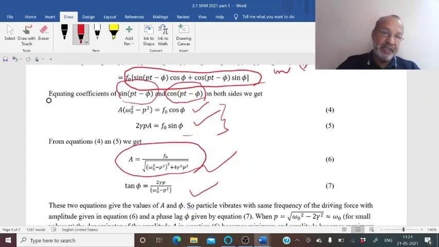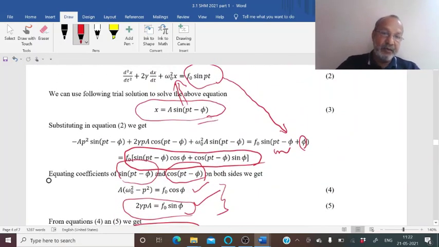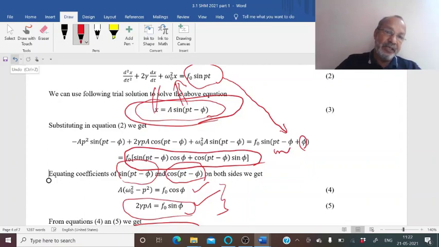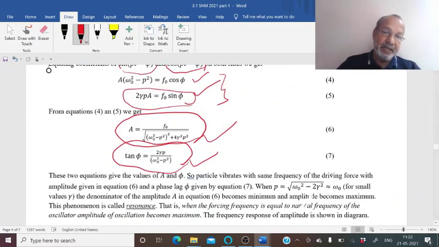If you divide the second equation by the first equation, then on the RHS you get tan phi. So tan phi will be given by this formula. Therefore our trial solution x equals A sin(pt minus phi) is actually the solution of this differential equation, provided A and phi are given by these equations 6 and 7.